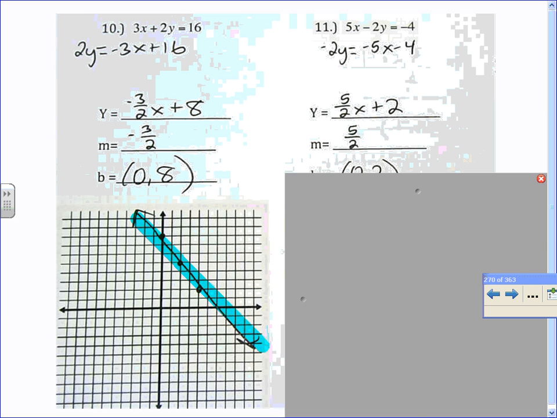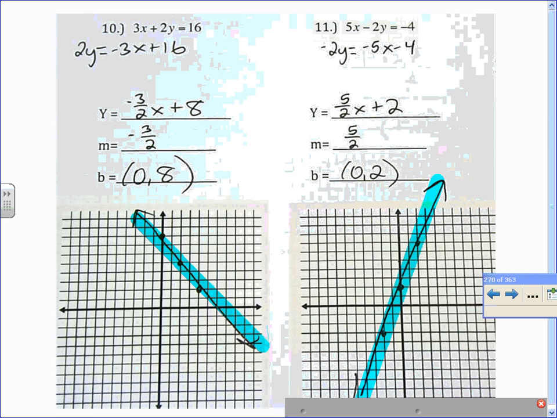Good job. 0, 2, and then positive linear function. Make sure your graph looks like mine. Charles, number 12, you got the hard one there. Okay, what's M? Okay, what's B? Good.